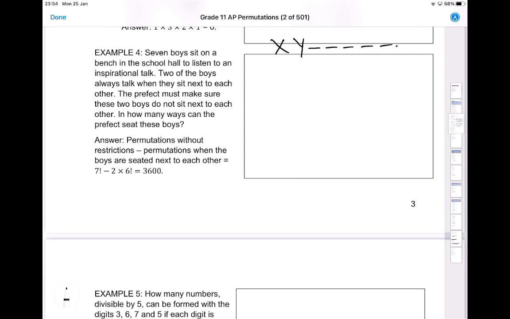We cannot allow X and Y to be sitting next to each other. Please take note, X could be sitting to the left and Y to the right. They are sitting next to each other. Or Y could actually be sitting to the left, and X is sitting to the right. So they are still sitting next to each other. Right, so we want to find the number of ways in which these 7 boys can be seated.